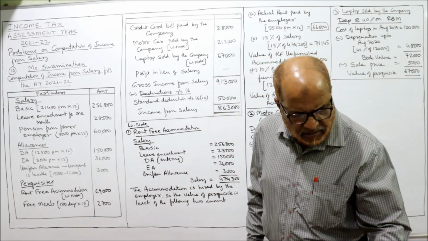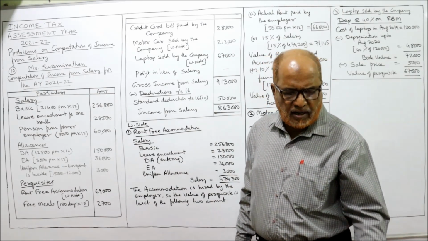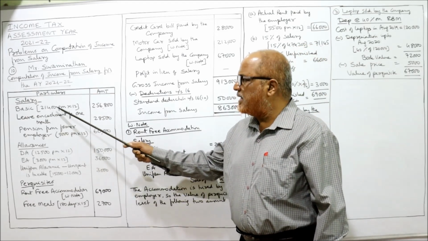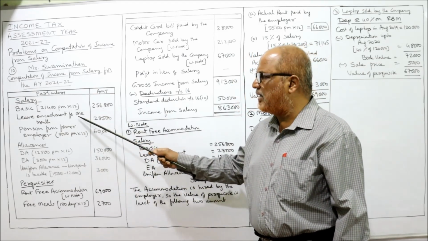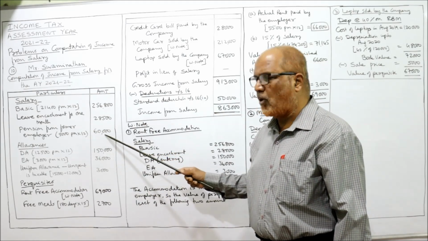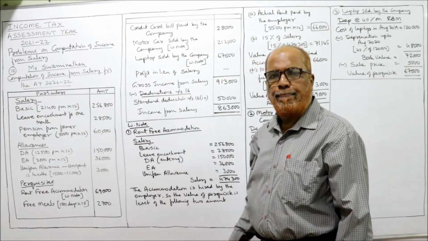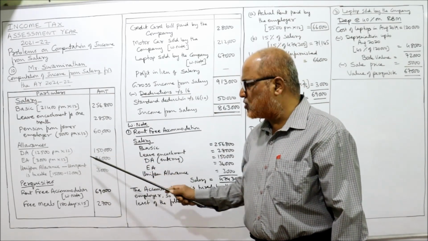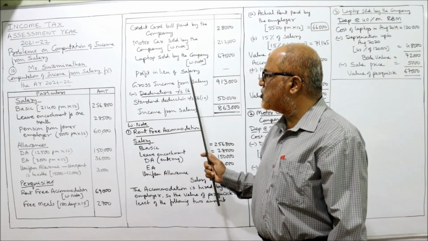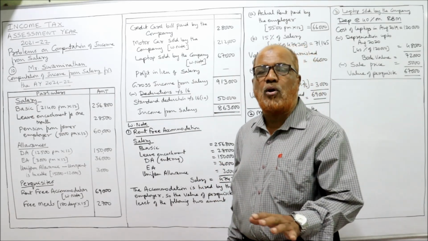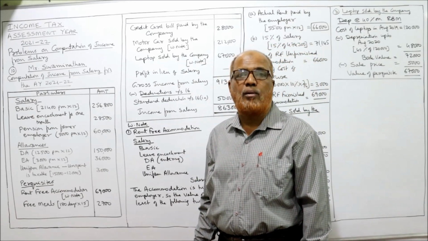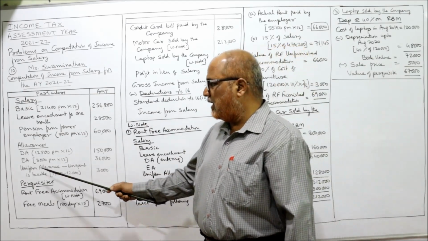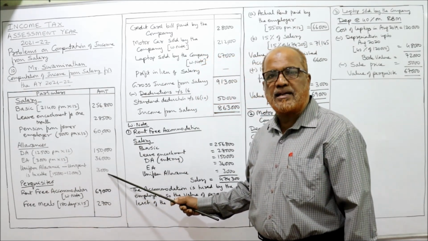So the next one is nothing, only: compute income from salary for the current assessment year. That's the last line. So now again we'll see from the beginning. Basic salary 2,56,800. Leave encashment. Pension from former employer is fully taxable under the head salary. Allowances: DA fully taxable, entertainment allowance fully taxable. Remember, deduction under section 16(ii) is not allowed because the SSC is a non-government employee. Then uniform allowance, the unspent amount is taxable.